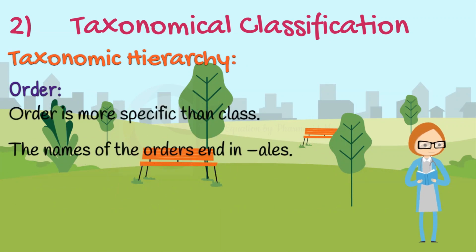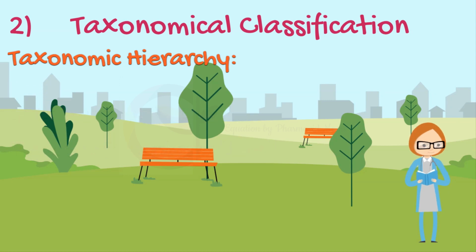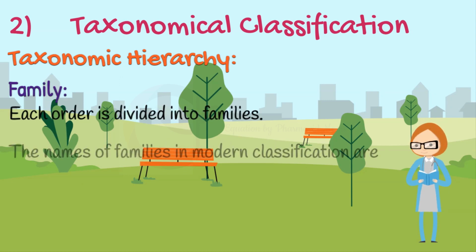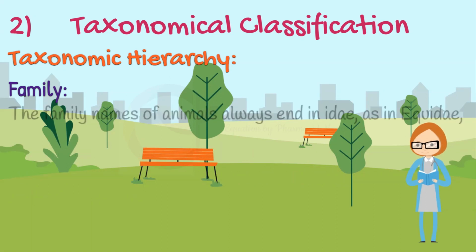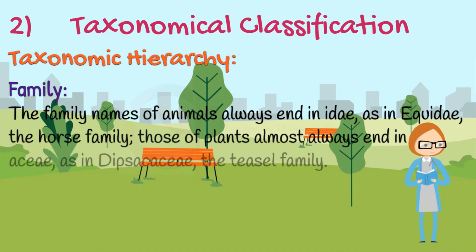Order is more specific than class. The names of the orders end in ales. Each order is divided into families. Family is, in turn, more specific. The names of families, in modern classification, are usually derived from a genus of the family, known as the type genus. The family names of animals always end in idae, as in Equidae, the horse family. Those of plants almost always end in aceae, as in Dipsacaceae, the teasel family.